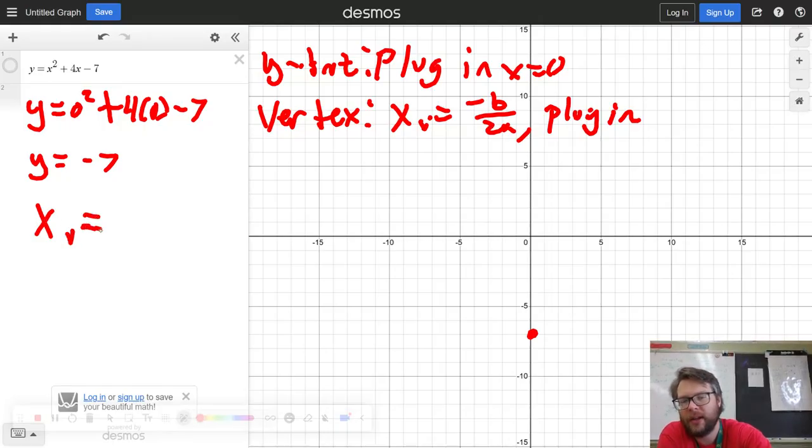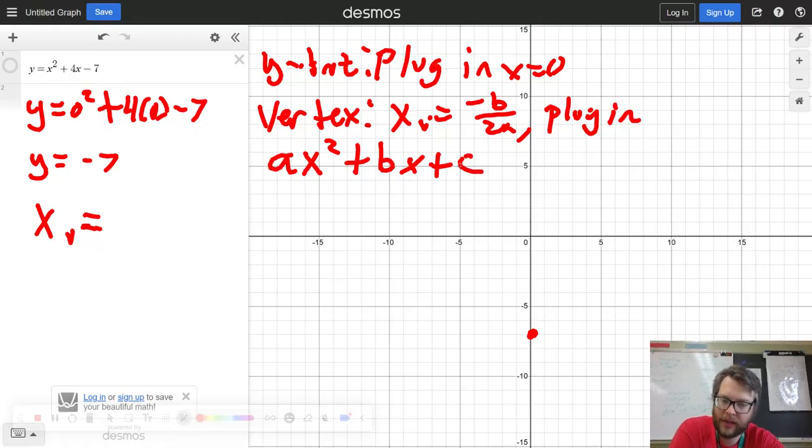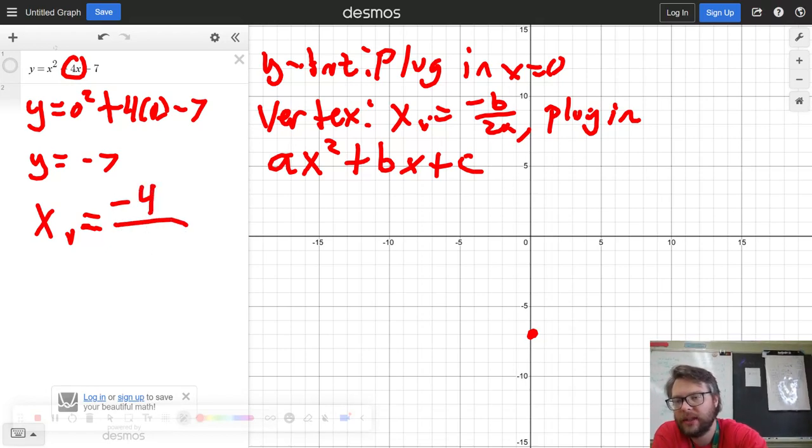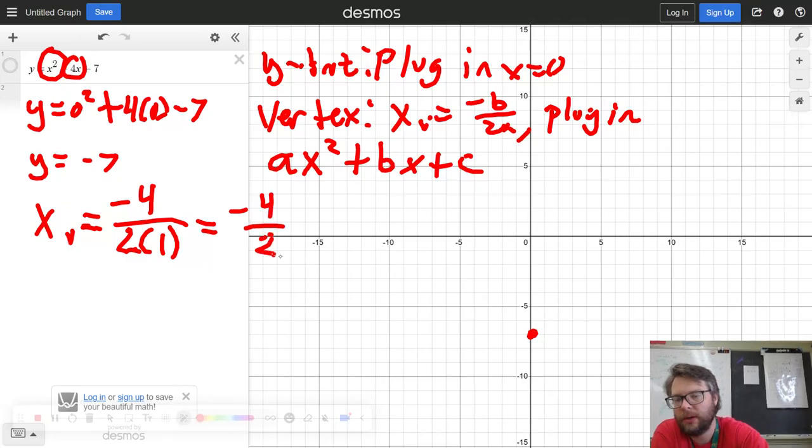Now let's get the x value of the vertex. Negative b over 2a. What the heck does that mean? Well, every standard form equation can be thought of as having some number of x squareds, which might be 1, some number of x's, which might be 0, and some number of constant numbers, which also might be 0, 1, anything in between. So when I say negative b over 2a, I mean look at the x term, which is 4x, take the 4 and put a negative in front of it. 2a means look at the x squared term, there's one of them, take the 1 and put a 2 in front of it. So that becomes negative 4 over 2 times 1, which is 2, which becomes negative 2.